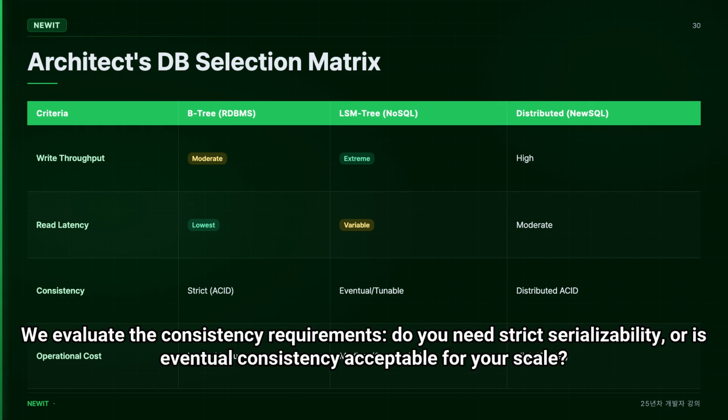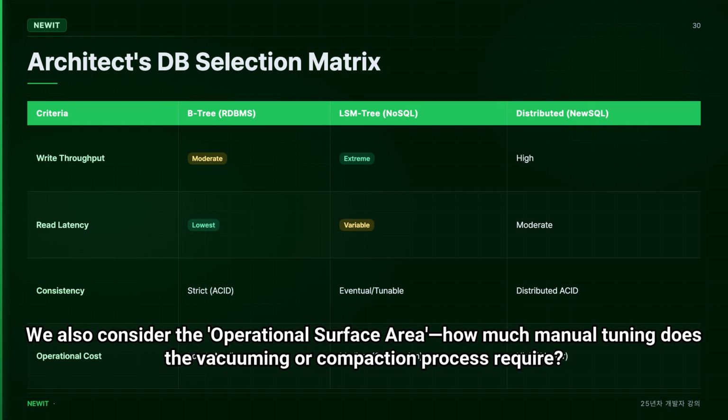We evaluate the consistency requirements. Do you need strict serializability, or is eventual consistency acceptable for your scale? We also consider the operational surface area. How much manual tuning does the vacuuming or compaction process require?